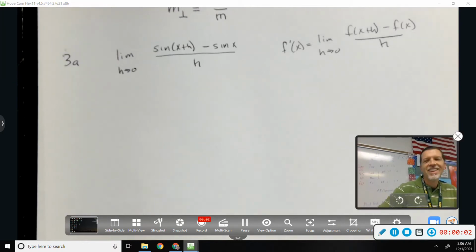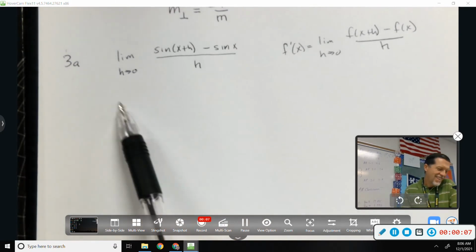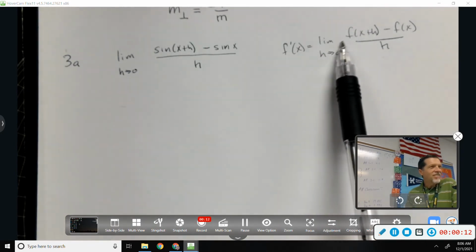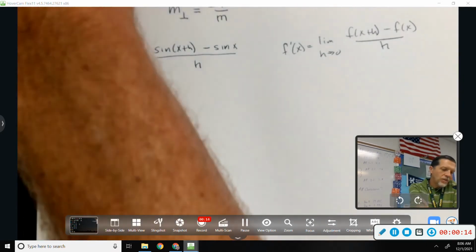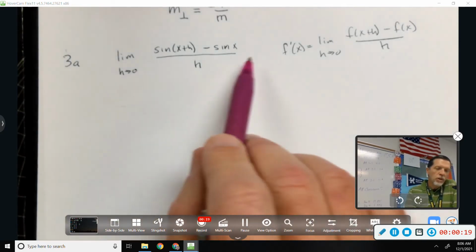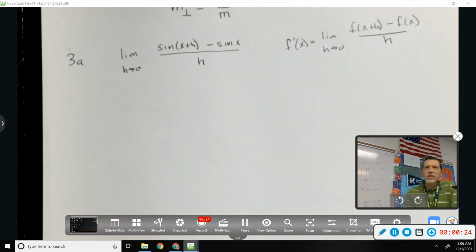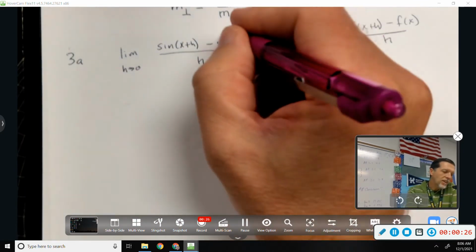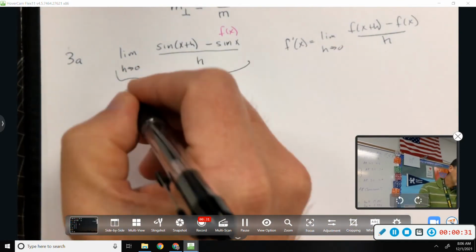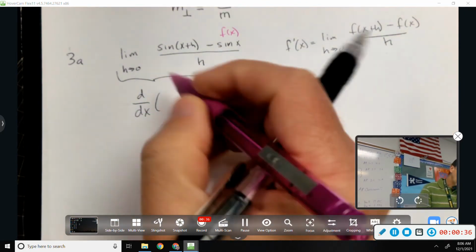Looking at number 3. This looks like a derivative. It looks like we're setting up to take a derivative. So who's in the role of f of x if I compare these two pieces? What's the function we're taking the derivative of? Sine of x. So another way that we could say this is asking us for the derivative of sine of x.